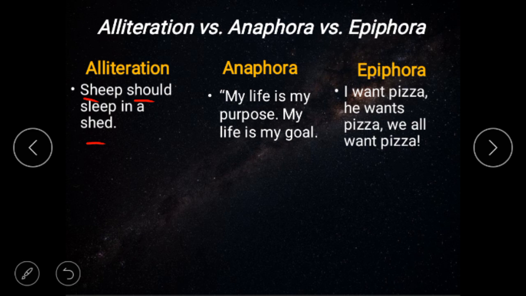Anaphora. "A", beginning. When we talk about anaphora, we are focusing on words, and we are focusing on "my life" over here. It's being used again and again, I mean twice, but in the beginning. Anaphora is always for words which are repeated in the beginning. Please remember that. Epiphora. Now here the word pizza is being repeated again and again, but at the end of each clause. Epiphora is also for repetition, but of words which are repeated at the end of each clause.